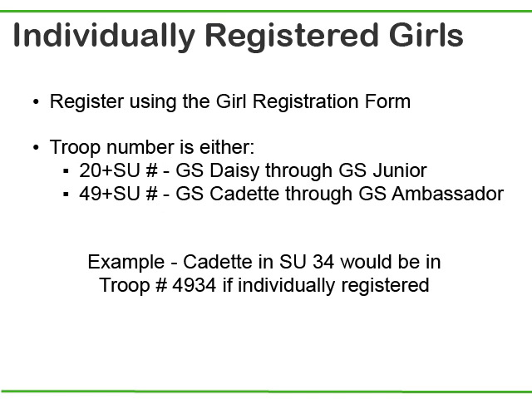Individually registered girls register using the girl registration form. The troop number assigned to them is either of the two codes listed, followed by the service unit number. It would be ideal if each service unit had a coordinator to ensure that these girls receive the same opportunities as other girls in the service unit when it comes to product sales and events. The example shown is a cadet in Service Unit 34. If she were an individually registered girl, her troop number would be 4934. For girls in Daisies through Juniors, 20 precedes the service unit number.